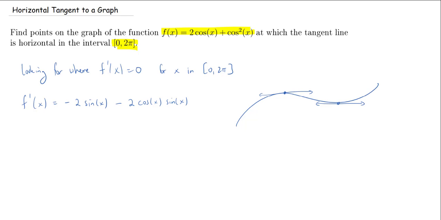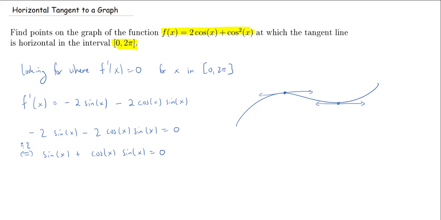Now we want to know where this is equal to 0. So negative 2 sine of x minus 2 cosine of x sine of x equals 0. Well, this happens if and only if, both of these have a negative 2, let me just divide by negative 2. That should make my life a little bit better. So I'll have sine of x plus cosine of x times sine of x equals 0.